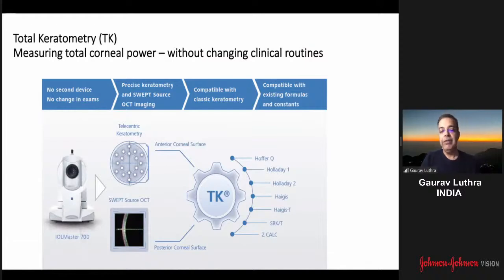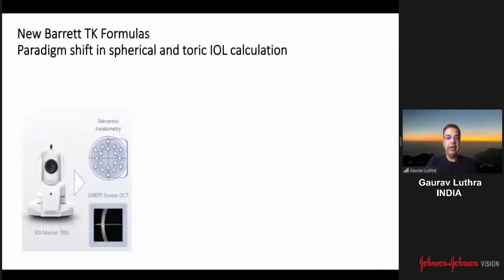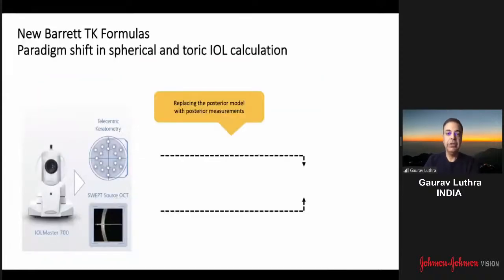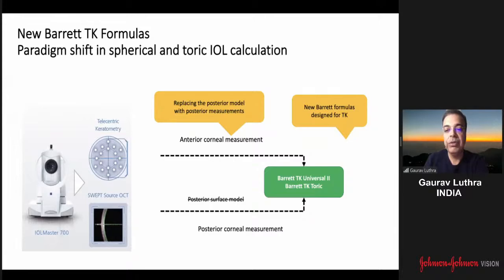But definitely when you come to post-refractive surgery eyes, the measurement of the posterior corneal curvature will make a difference. And so it basically gives you additional data, and instead it replaces the posterior model with actual posterior measurements, and that results in 2 new formulas, which are the Barrett's TK Universal 2 and the Barrett's TK for the toric. And I think it has a place at least for the toric calculations for sure, and one should definitely look at it, but whether to use it or not is something that you have to take a judgment on yourself.